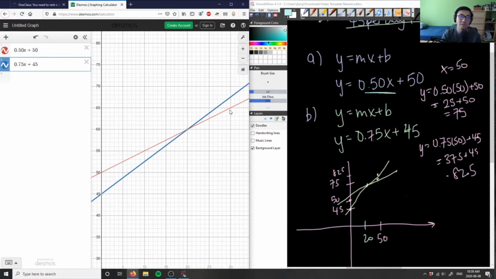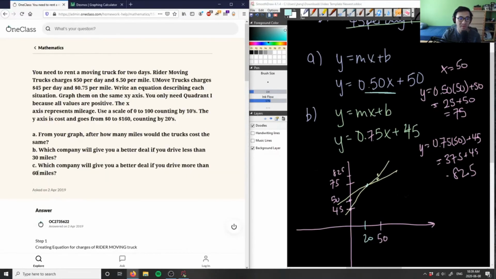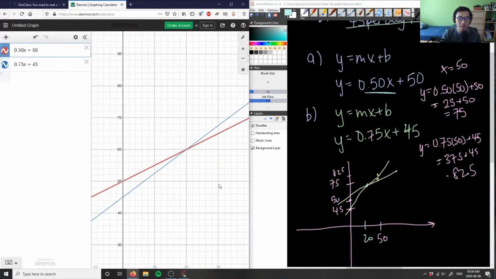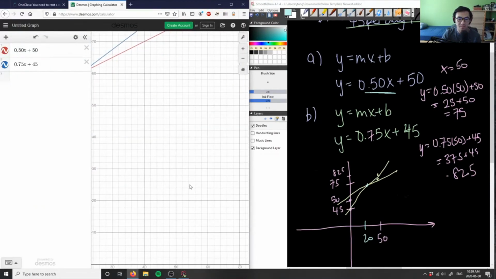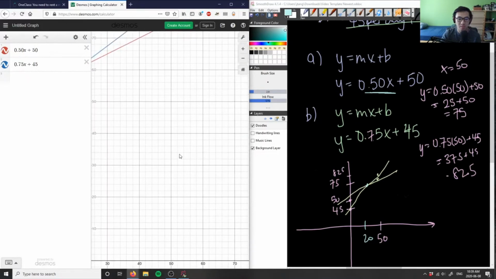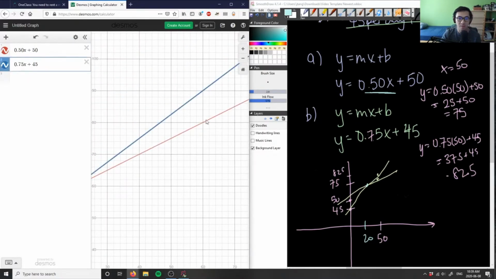So obviously, if I'm driving less than 30 miles, the cost of the blue line is much greater, right? So I would follow the cost of the red line, which is going to be the first company, like I said before. Even though the initial cost is higher, I'm driving less miles, so it doesn't matter as much. But then if I were to be driving 60 miles here, I can zoom out and look at 60. So this here is 60. As you can see here, the blue line is now much steeper than the red line.